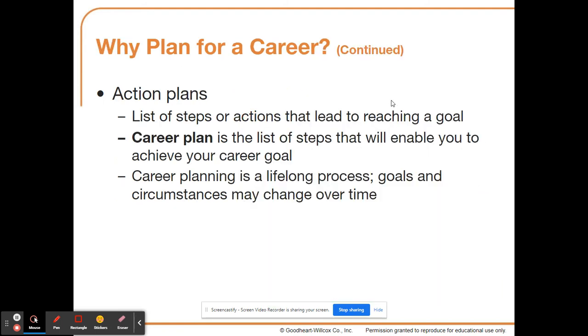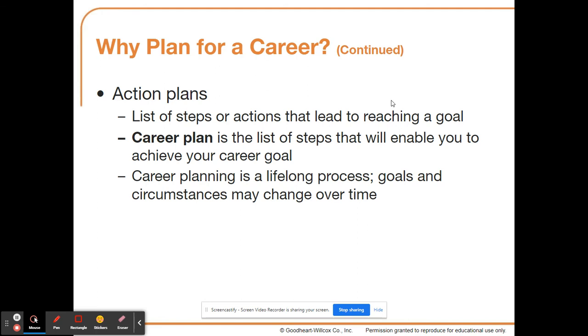You all should also start creating action plans to help you achieve those goals. So just like in our integrated marketing campaigns, we had action plans in order to get us to achieve our goals and reach our objectives that we set for ourselves. We need to do that in our personal lives too, and our professional lives. So you should have a list of steps or actions that lead to reaching your ultimate goals.